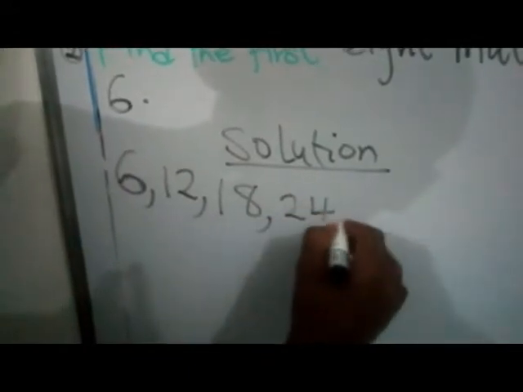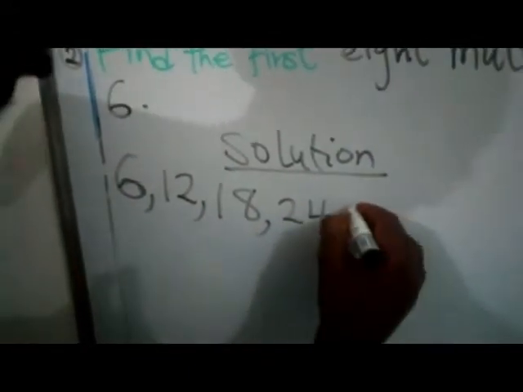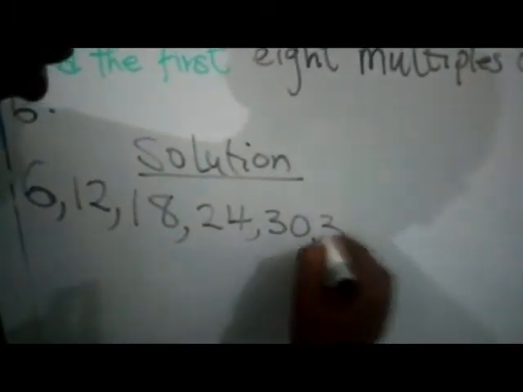6 plus 18. That will give you what? 24. The next one will be 6 plus 24. That will give you what? 30. The next one will be 6 plus 30. That will give us what? 36.